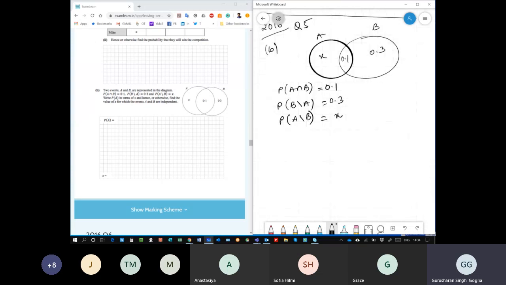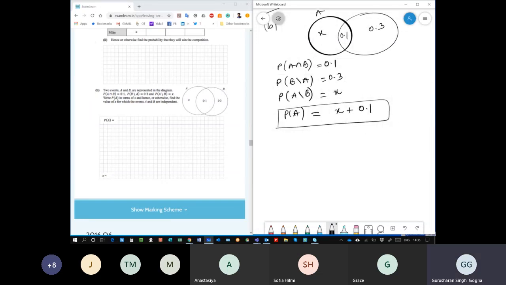Okay. You need to find the probability of A. So what is the probability of A? And they said that find the value of X. First, you need to write down probability of A in terms of X. So let's focus on probability of A. Probability of A is X plus 0.1. Okay. You can clearly see in the diagram. And find the value of X for which the events A and B are independent. A and B are independent events.